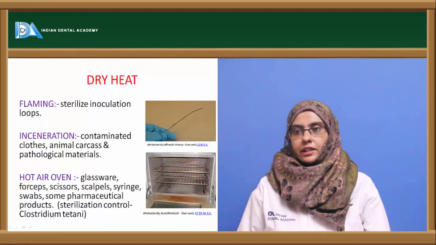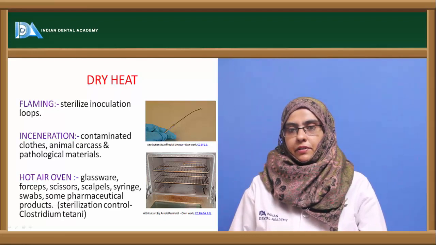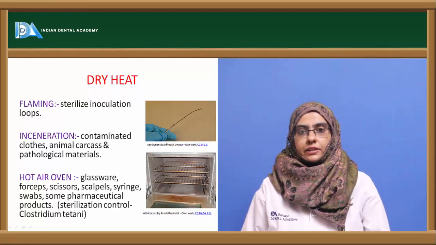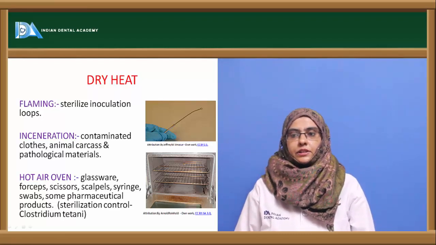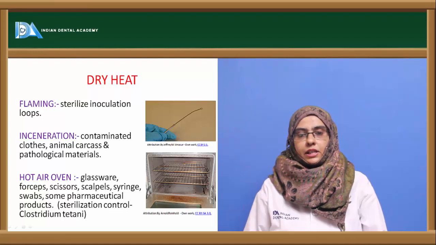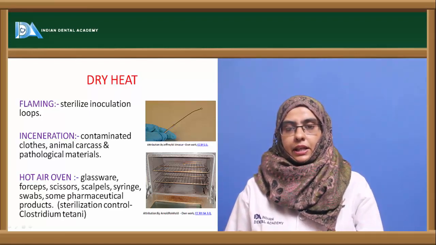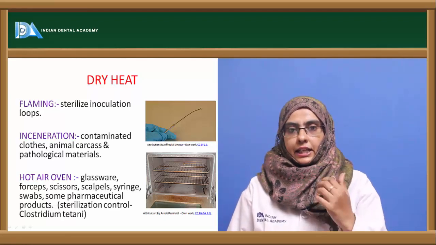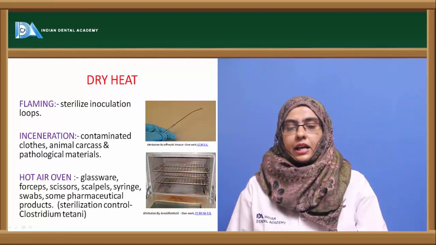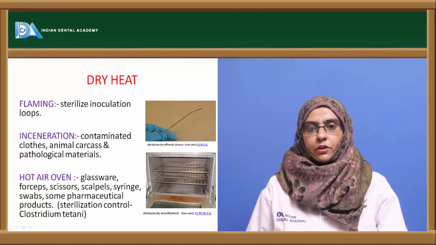Hot air oven is another important instrument used in dry heat sterilization. It is a chamber we can use to sterilize different types of lab waste such as glassware, forceps, scissors, scalpels, syringes, swabs, and some pharmaceutical agents. The hot air oven is a chamber run by electricity that provides heat inside the chamber, and the heat provided is called dry heat, which is exposed to different materials and kills the microorganisms.